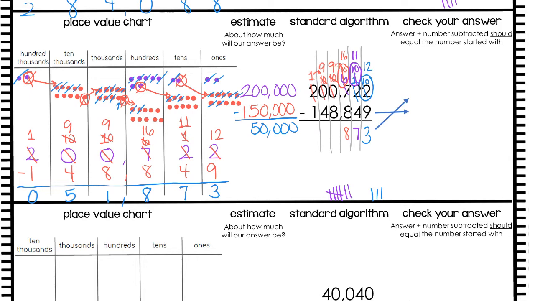9 thousands minus 8 thousands is 1. 9 10,000s minus 4 10,000s. Count up, 4, 5, 6, 7, 8, 9. That is 5. And 1 minus 1 is 0. You cannot have that 0 there since it's at the beginning. And our answer, 51,873, is about 50,000. So that is a reasonable guess.